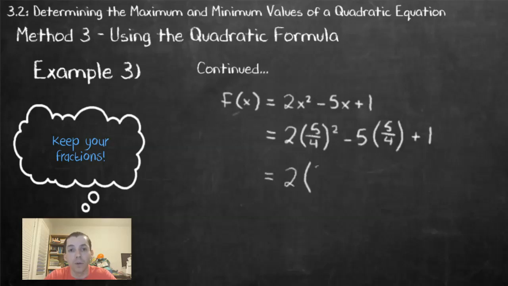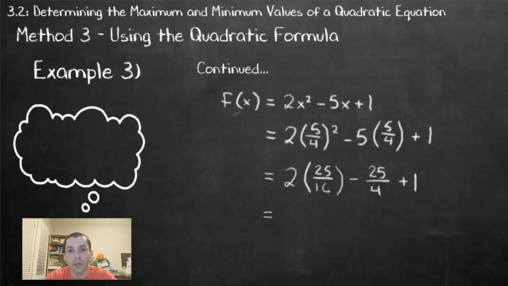The first step is to evaluate the exponents. We have 25 over 16 as our first exponent, and then we can start doing our multiplication, and then into our addition at the end. The 2 and 16 will cancel to give us 25 over 8, and then we get common denominators to get 50 over 8 minus 40 over 8 plus 8 over 8. And this gives us a final answer of negative 17 over 8.